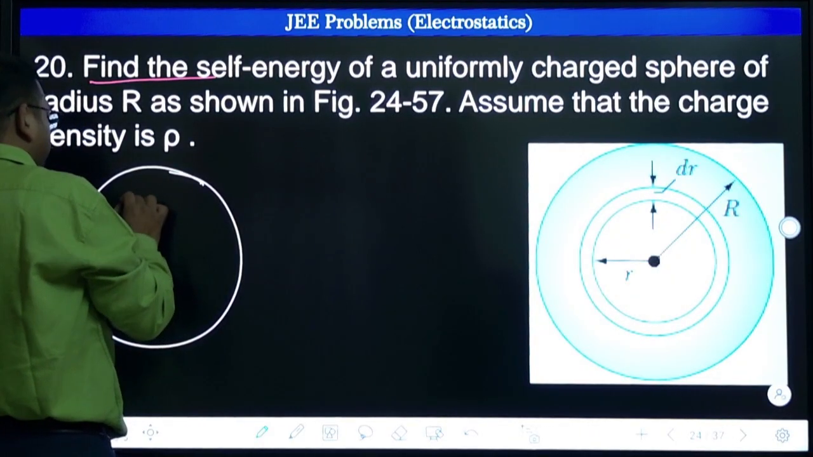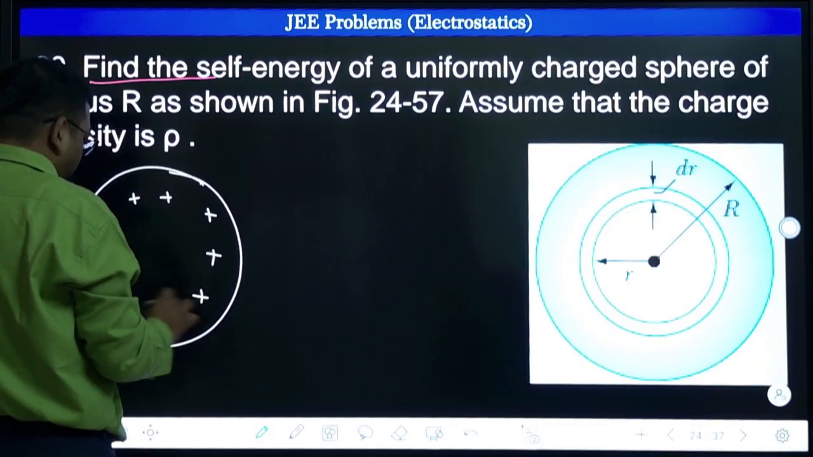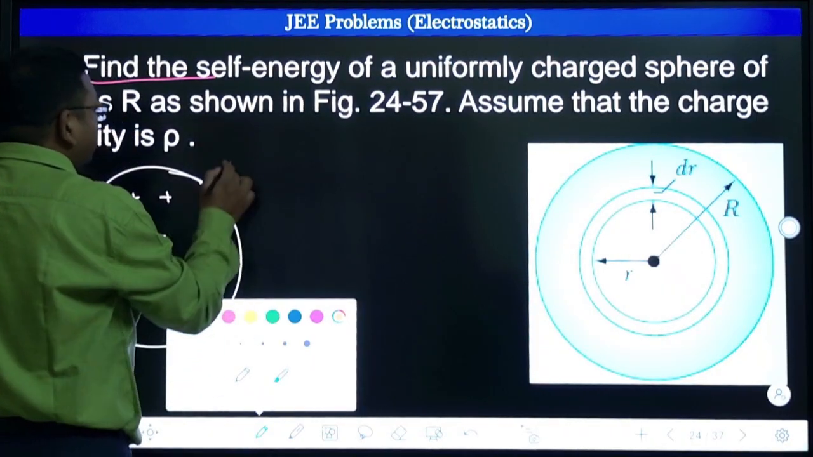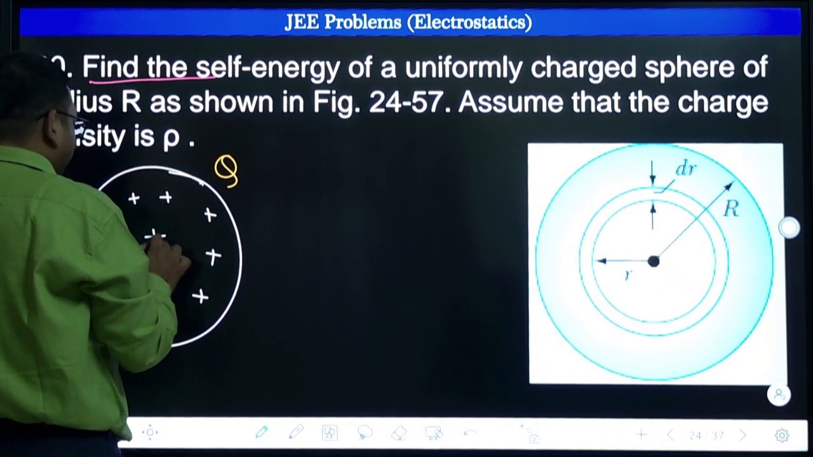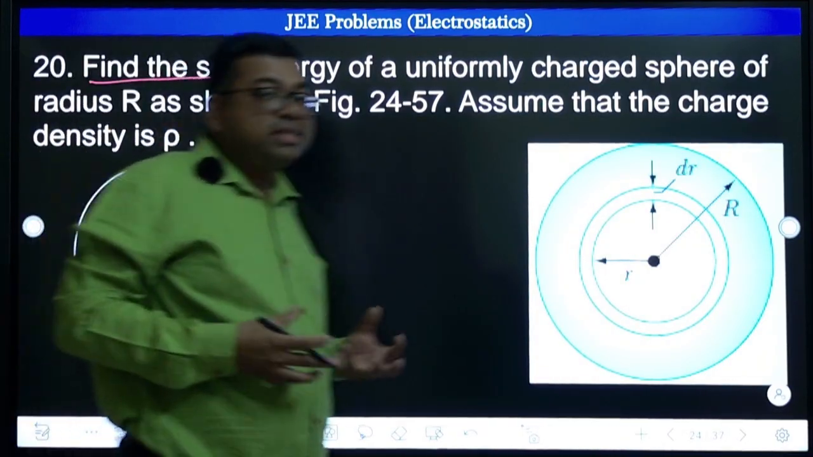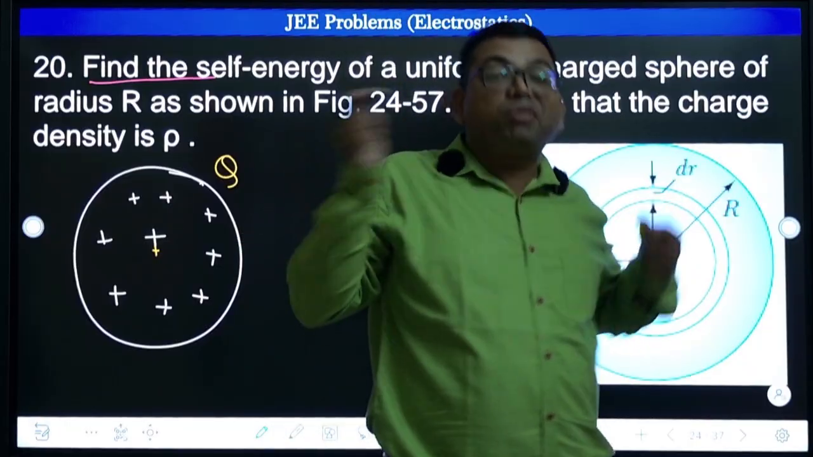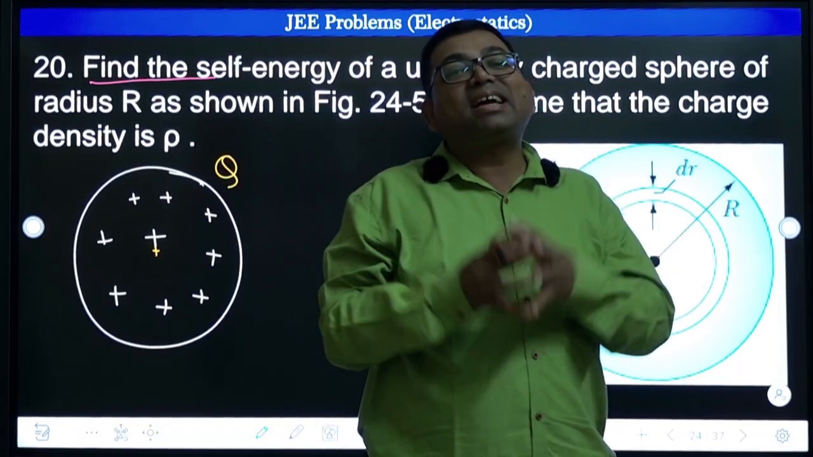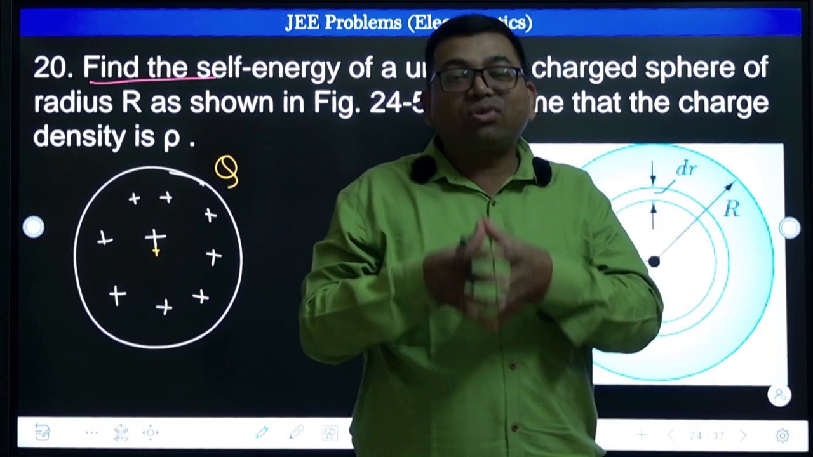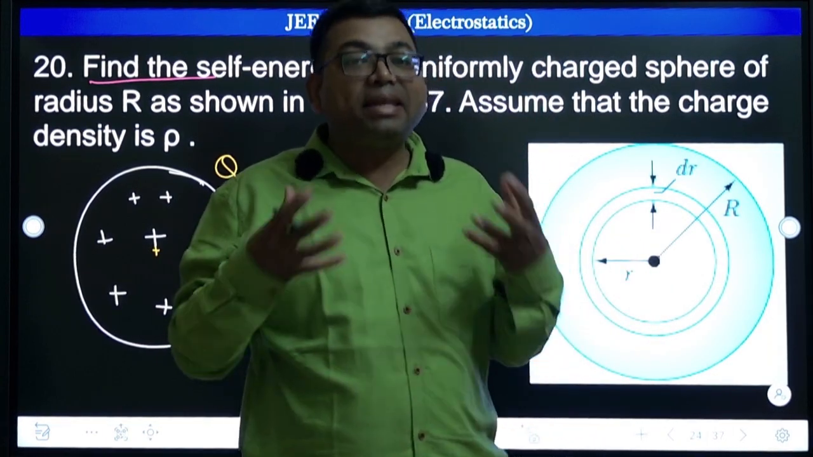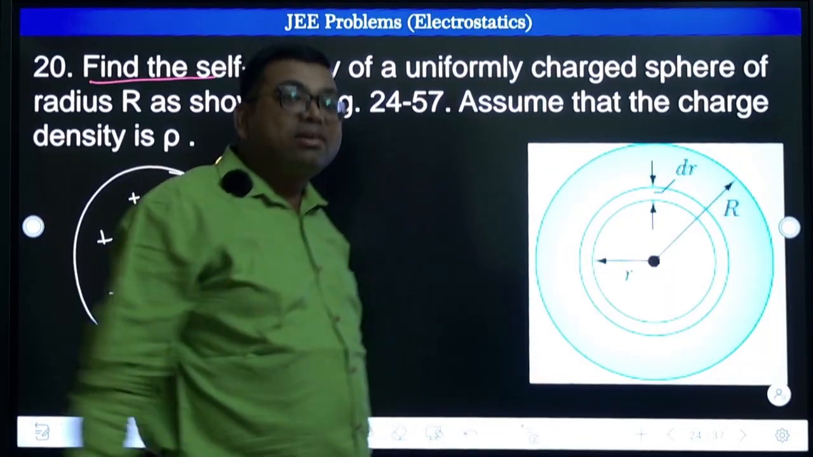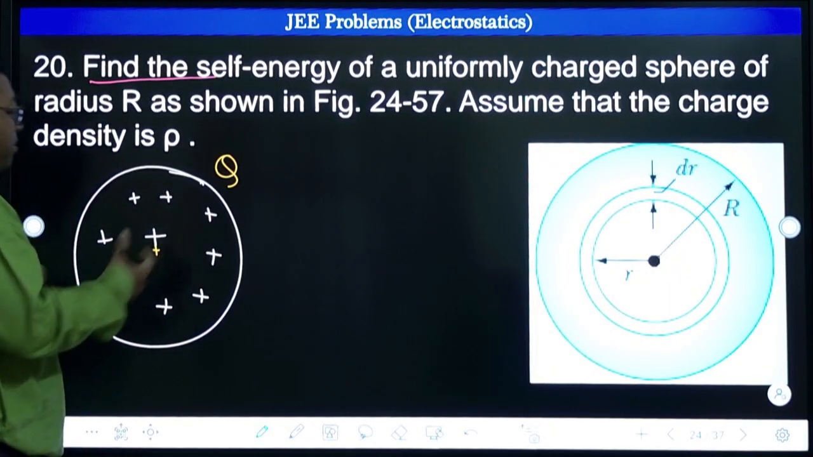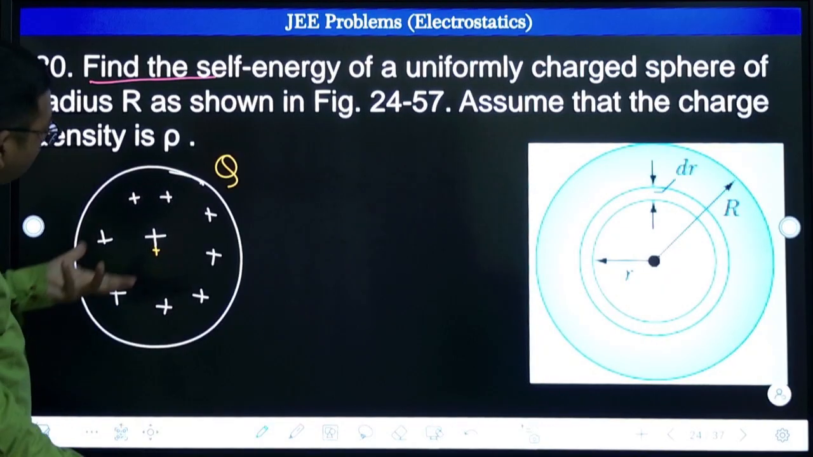So we have charges distributed everywhere. Total charge is, let us say, Q, and let us say you build this sphere by bringing charges from infinity and building up. So what is the total work done by the external force? It is the potential energy stored in building this sphere. That is what self energy is. So self energy means the total energy invested in making this sphere. So how will you calculate that?